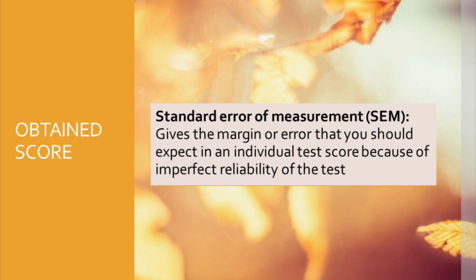So when a test is perfectly reliable, all observed score variance is caused by true score variance. Whereas when a test is completely unreliable, all observed score variance is a result of error. Although the reliability coefficient gives us information about the amount of error in a test measured in a group or a population, it doesn't inform us on the error that is present in an individual test score. And so that's where the standard error of measurement comes in.